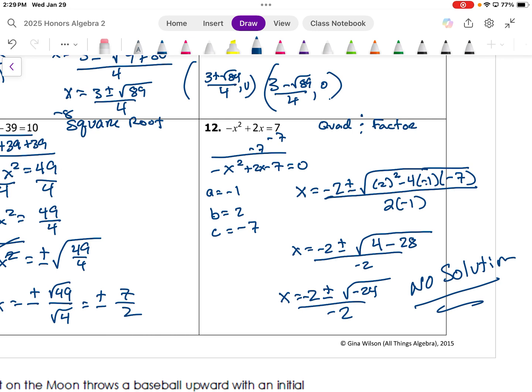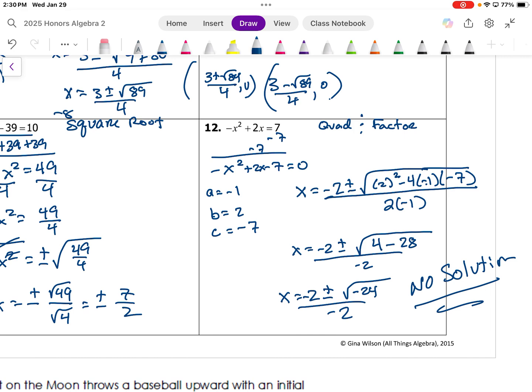Yes, the negative on both 2's cancel. We can do that. I can't divide the 2's, but I could divide both by negative 1. But I cannot do anything with that negative 24. It's got to stay at negative 24, and that leads me to no solution. At the end of the course, I'll teach you a little bit more about that. It's called imaginary numbers, and you need that for pre-calc or college algebra.